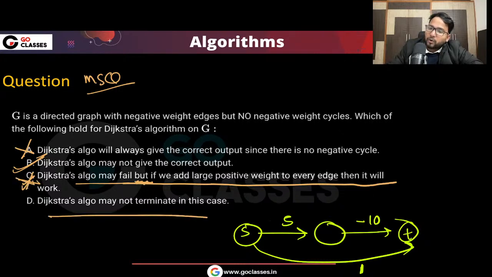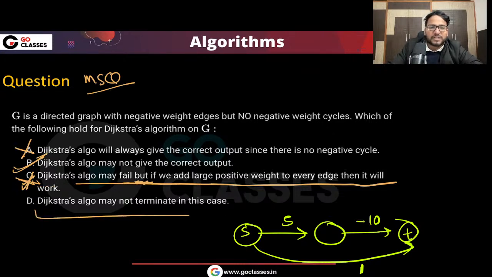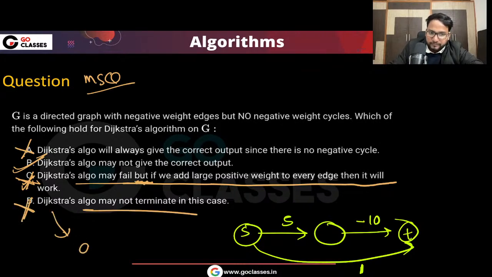May not terminate? No, it always terminates. It has a fixed time complexity; it doesn't have infinite time complexity. Tell me, does Dijkstra have infinite time complexity? No, it has a fixed time complexity, and it doesn't depend on the input. So "may not terminate", no, that's not the case. It always terminates. Right? So hence, B is the correct answer.